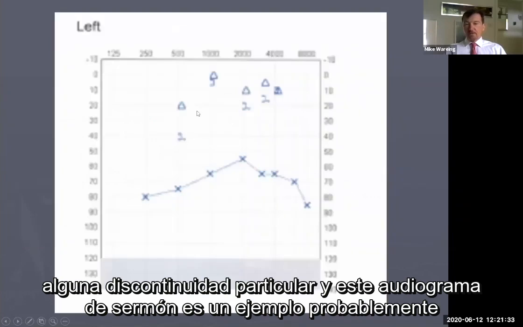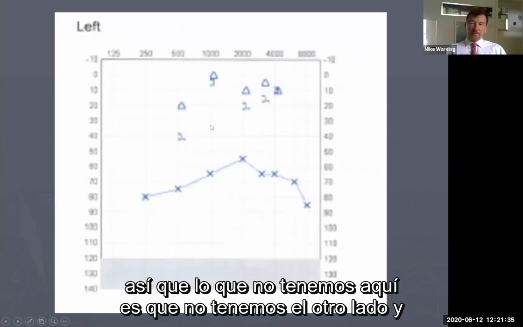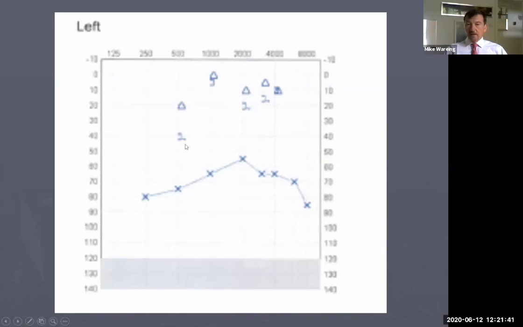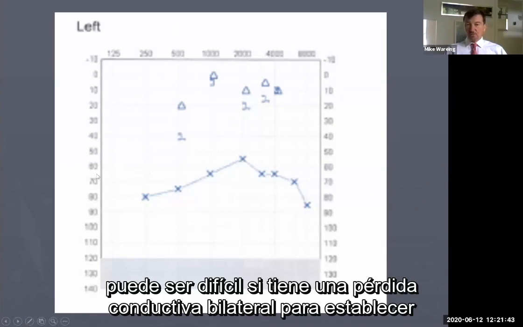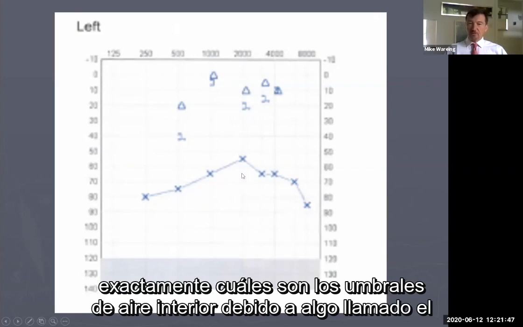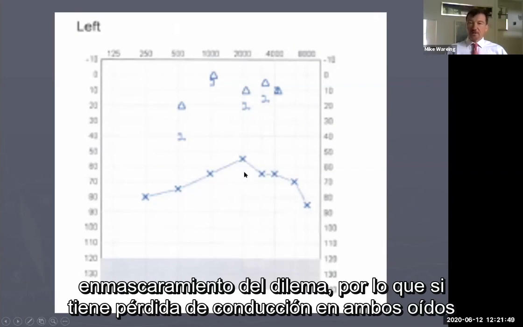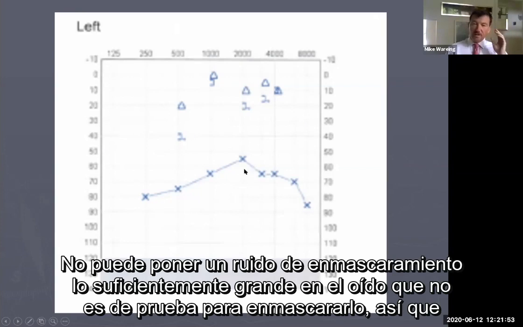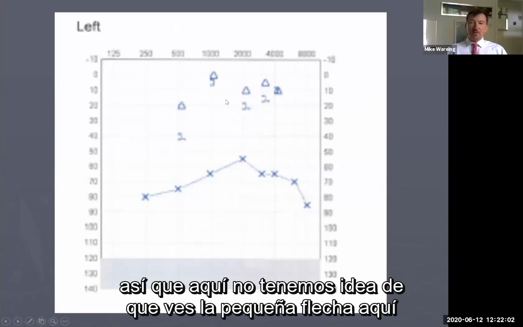And this audiogram is an example, probably. So what we haven't got here is the other side. It can be difficult if you've got a bilateral conductive loss to establish exactly what the inner ear thresholds are, because of something called the masking dilemma. So if you've got conductive loss in both ears, you can't put a big enough masking noise into the non-test ear to mask it out. So therefore here we haven't really got any idea.